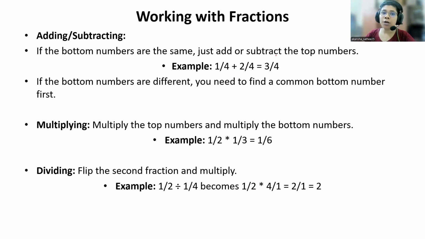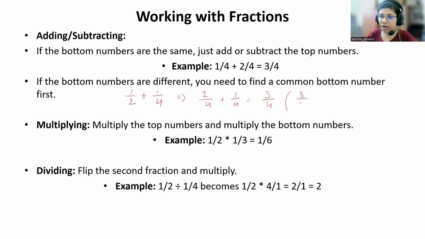Okay. If the bottom numbers are different, you need to find a common bottom number. Let's say you want to add 1 by 2 plus 1 by 4. Now you can see that both bottoms are different, but you can match the bottom by multiplying 2 by 2 to get 4, right? So you can write 1 by 2 as 2 by 4, plus 1 by 4. And now you can add them together to get 3 by 4. Let's see one more problem.